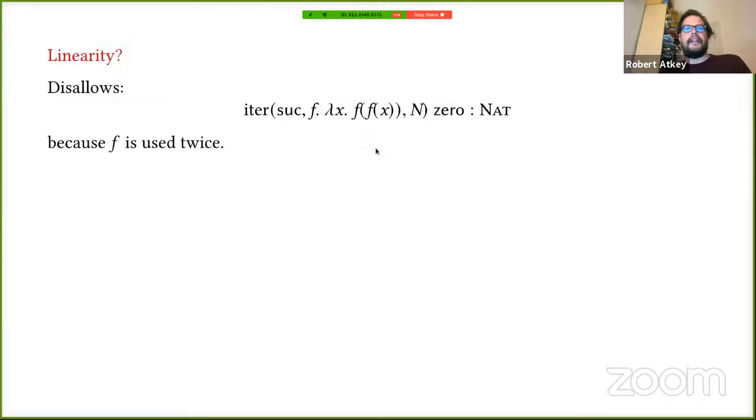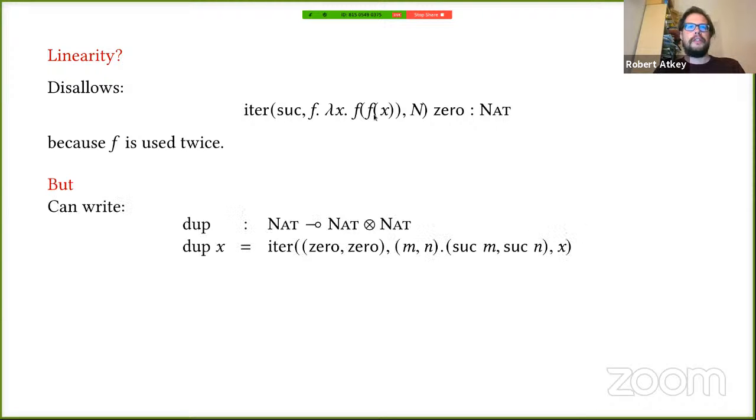So let's try getting rid of the first one. If we restrict to linearity, then we disallow this bad function here. So we disallow this double use of f because that's not a linear use of f. But we can write the following. We can just write a duplicator for the natural numbers.